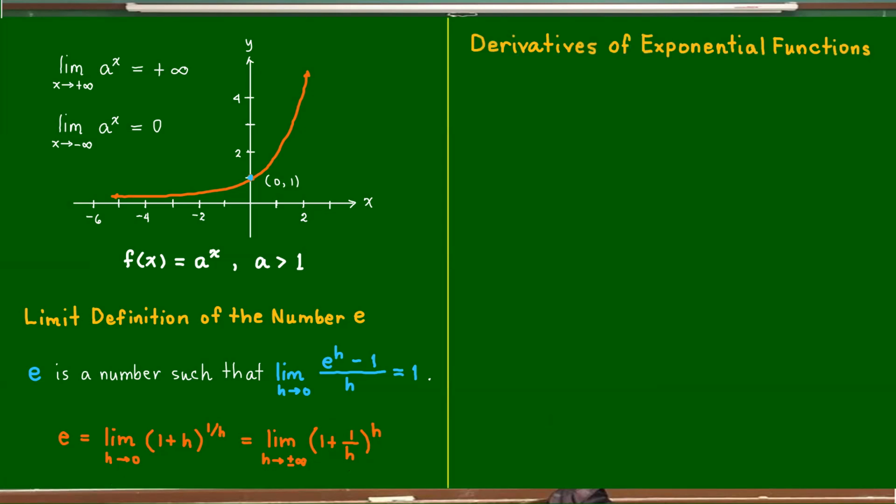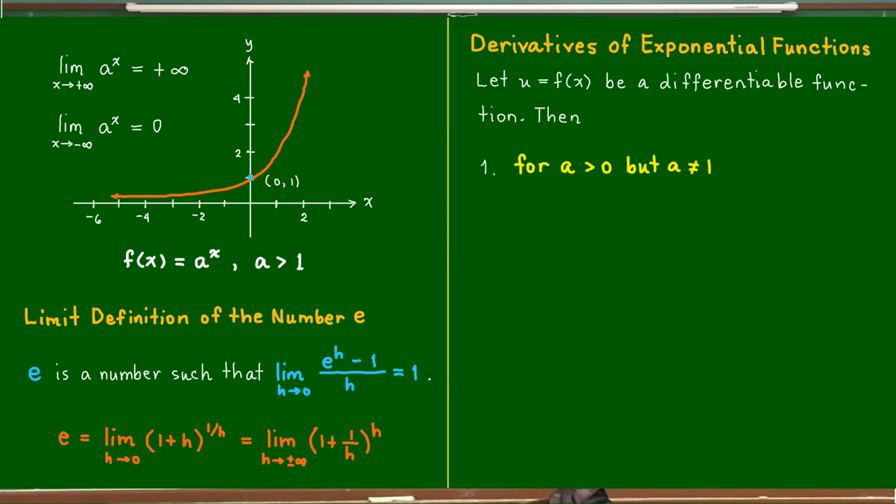For the derivatives of exponential functions, let u equals f of x be a differentiable function. Then, for a greater than 0 but not equal to 1, the derivative with respect to x of a to the u is given by a to the u, ln a, times the derivative of u with respect to x. We copy the exponential function, then multiply it by the ln of the base, and then multiply this product by the derivative of the exponent of this exponential function.